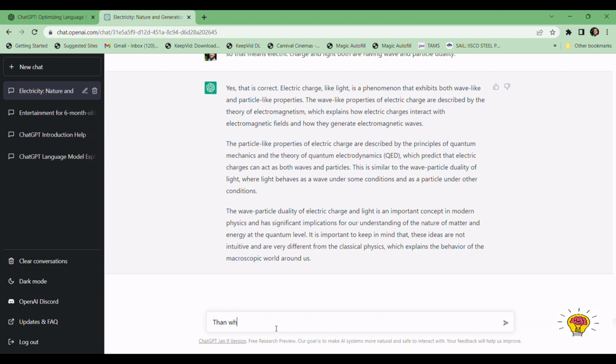Then why can electricity not reach the speed of light?